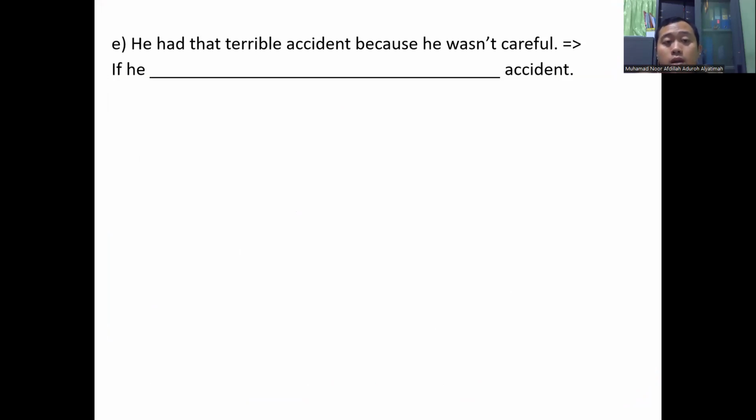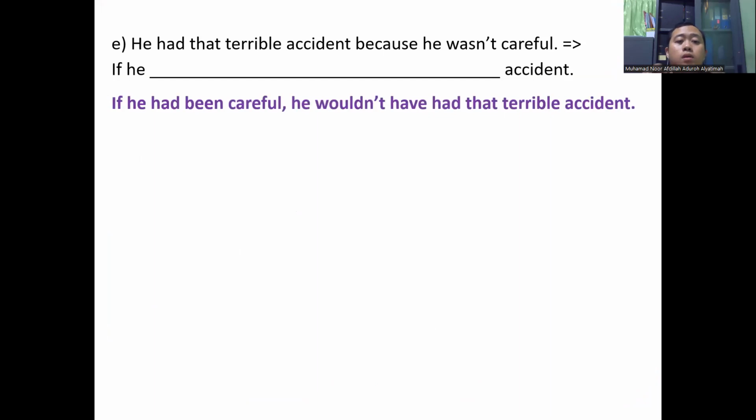Next. He had that terrible accident because he wasn't careful. If he blah blah blah accident. Okay, please change the sentence into if clause form. Okay, let's check. If he had been careful, he wouldn't have had that terrible accident.